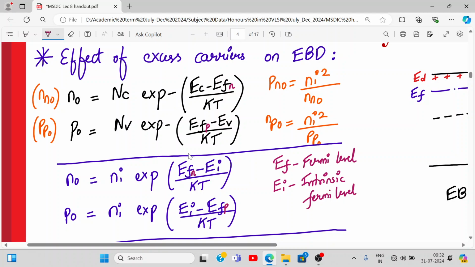Here the carrier concentration n will be greater than n naught. n naught is the equilibrium carrier concentration, na? And here p will be greater than p naught. These are the concentrations of electrons and holes. So these are the modified equations for the effect of excess carriers. EF becomes EFN and EFP.